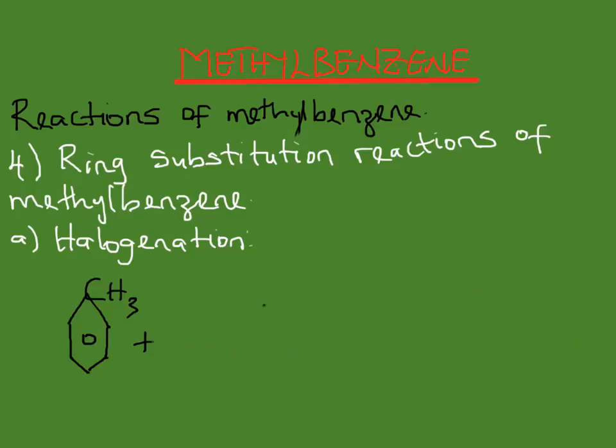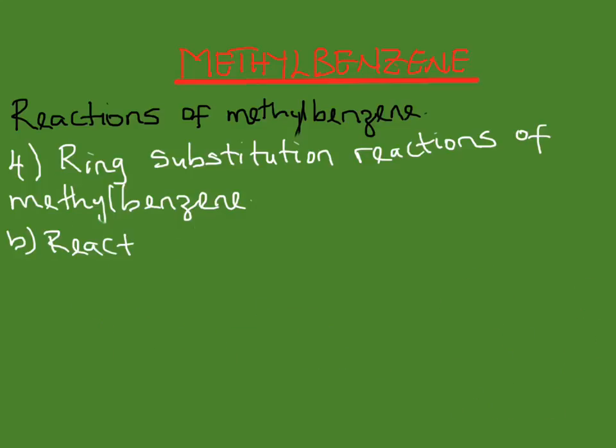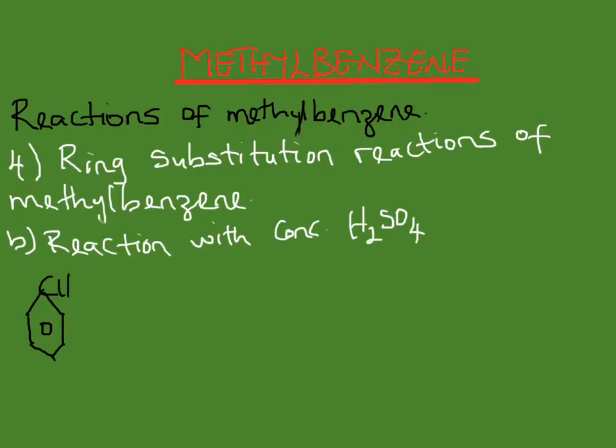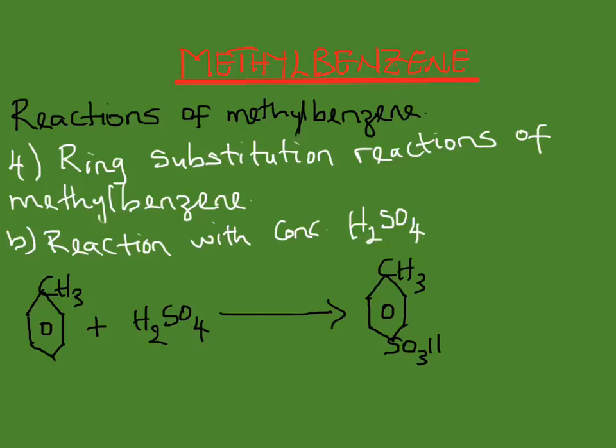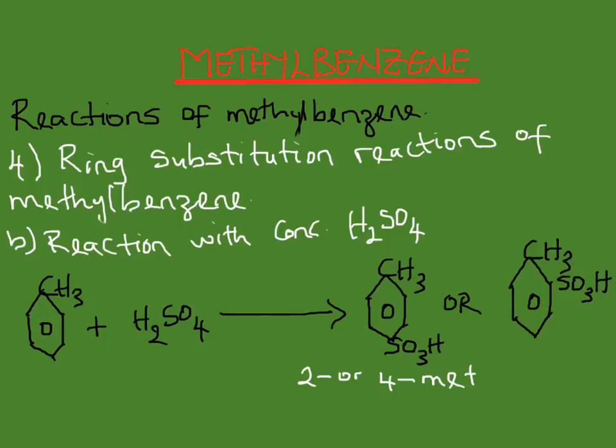The next reaction there will be the reaction with concentrated sulfuric acid. Methylbenzene reacts with concentrated sulfuric acid to yield methylbenzene sulfonic acid. Like you can see there, it's going to yield us 2 or 4 methylbenzene sulfonic acid.